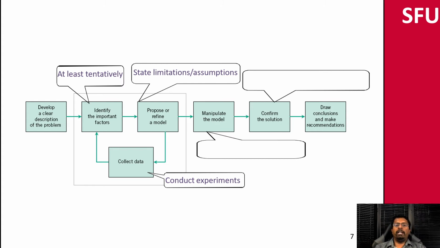So if your data doesn't fit your initial or preliminary assumption of how things work, then you would have to change your model accordingly. This helps develop a new solution. And then we confirm our solution, conduct more appropriate experiments, and then ultimately draw a conclusion or recommendation.